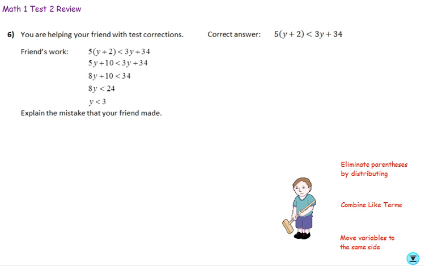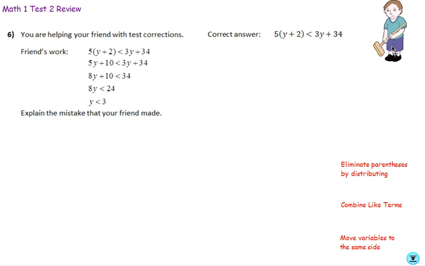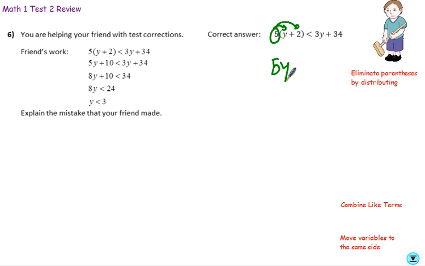We just got a little mess here that we need to clean up. We want to eliminate parentheses. So I see some parentheses, so let's do that. That's always the first thing we're going to do. So let's take that 5, distribute, and we end up with 5y plus 10 is less than 3y plus 34.